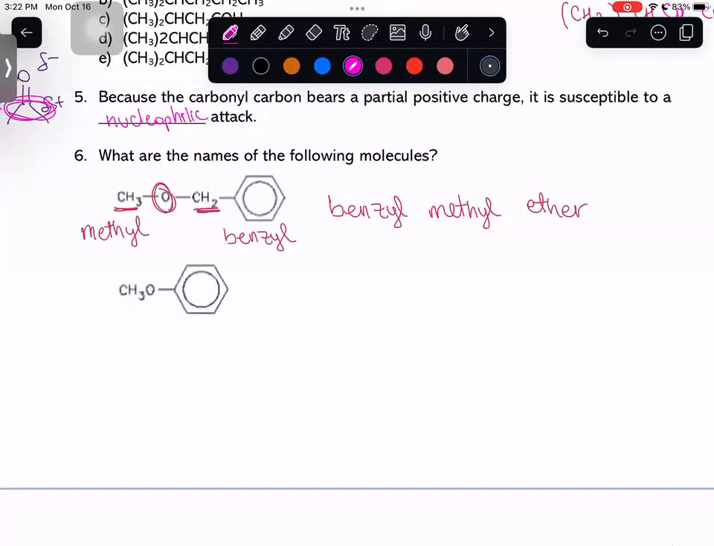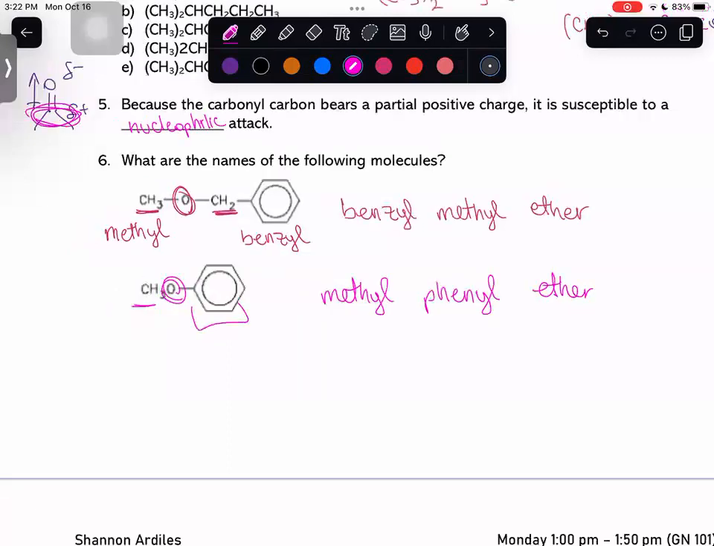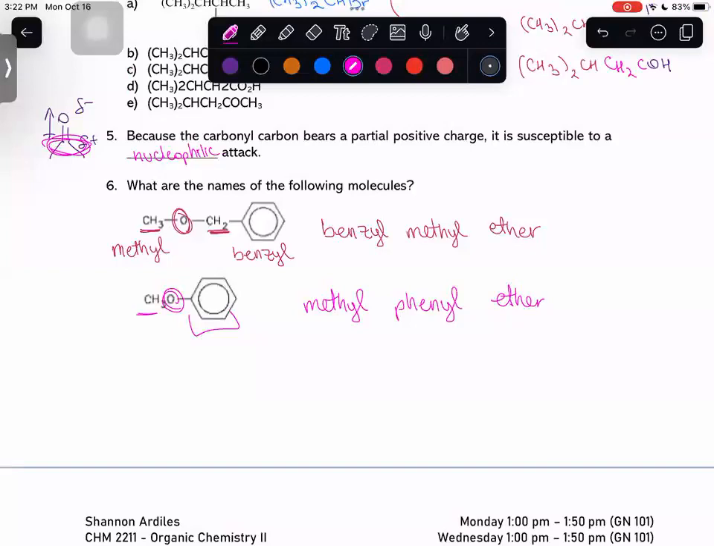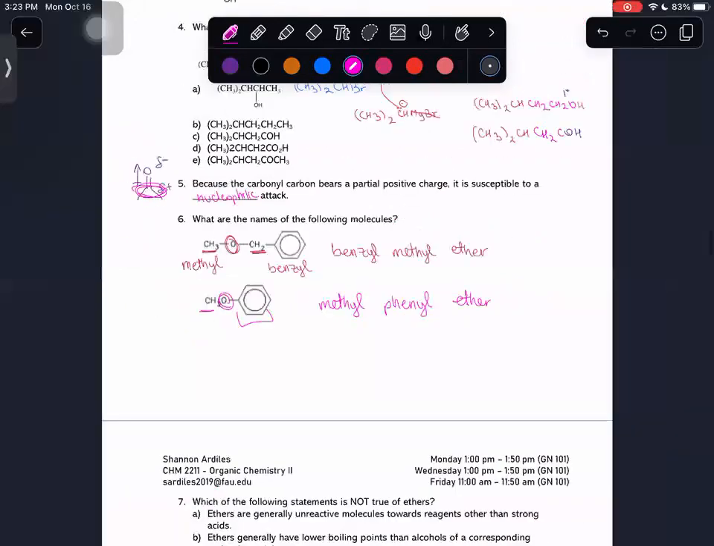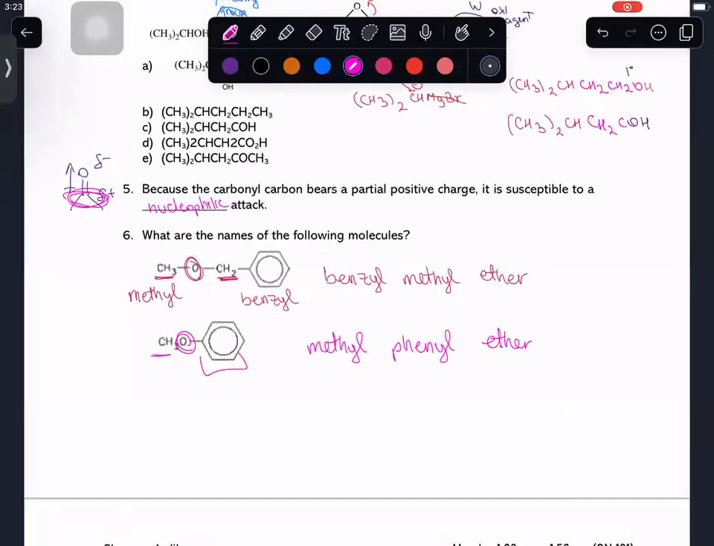Now, the second molecule. This one should be easy as well. What's the name? Exactly. It's just a phenol group. That's the only difference. So this guy is methyl phenyl ether. And that's it. Questions on naming ethers? But what's the other way in which we could name ethers? With the ending oxy, exactly. Okay, are we ready to move on?